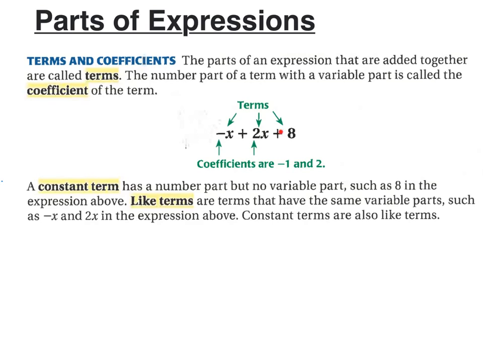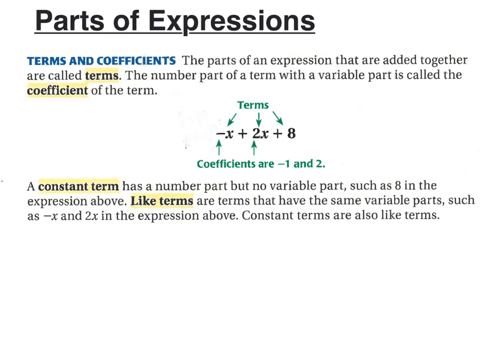We have negative x plus 2x plus 8. The primary pieces of an expression are called terms. The terms are the pieces of the expression that are being added together. So in this case we have negative x is a term, 2x is a term, and 8 is a term. The coefficients are the numbers that multiply the variable in the variable terms. So in this case our coefficient is negative 1 because this is negative 1 times x, and in this case it's 2 because this is 2 times x. So the coefficients are negative 1 and 2.